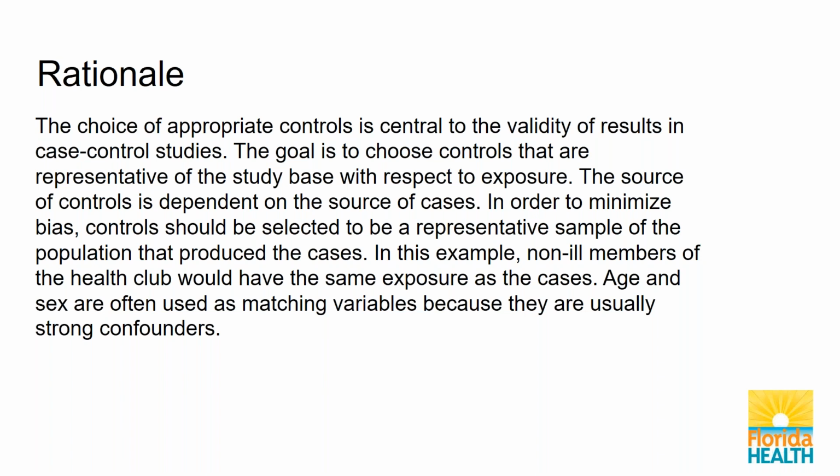In order to minimize bias, controls should be selected to be a representative sample of the population that produced the cases. In this example, non-ill members of the health club would have the same exposures as the cases. Age and sex are often used as matching variables because they are usually strong confounders.